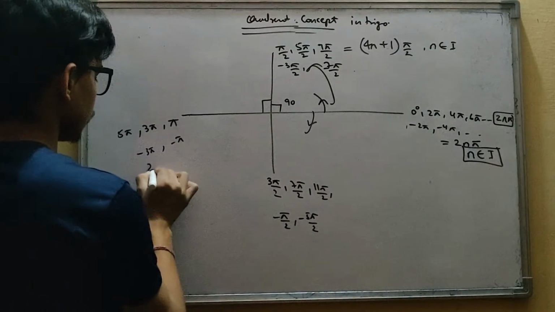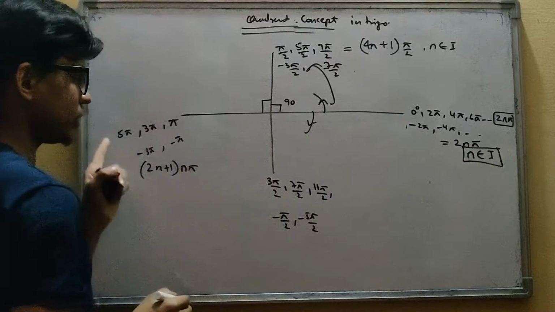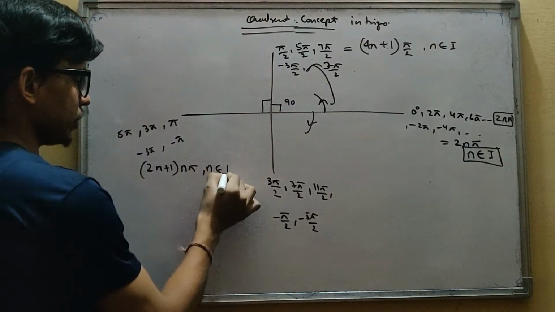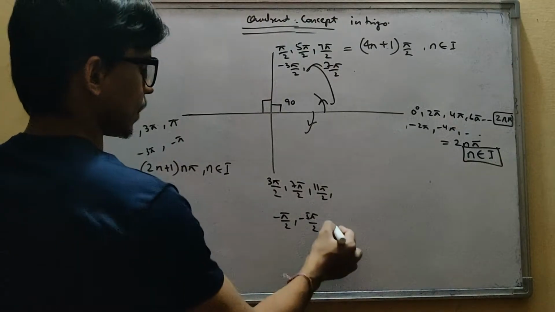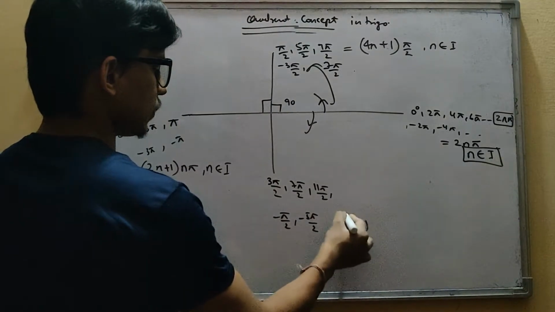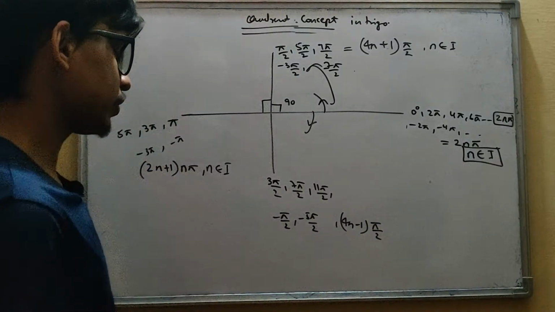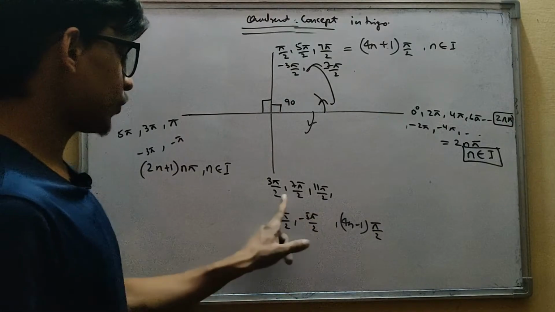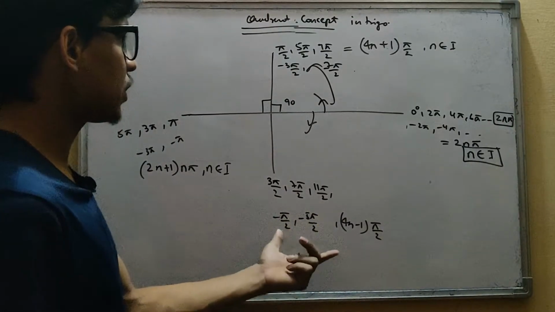And for the odd multiples, it is going to be (2n plus 1) into pi, because it is an odd multiple, where n belongs to the integers. And here you can write it this way: (4n minus 1) into pi by 2. If I put 0, it is going to be this. If I put 1, I am going to get this. If I put 2, I am going to get this. If 3, this. So this is how you can do this.